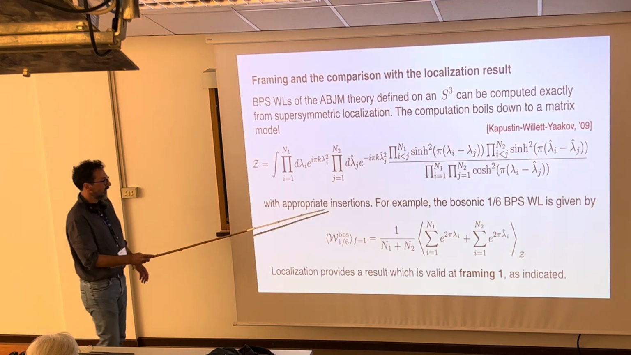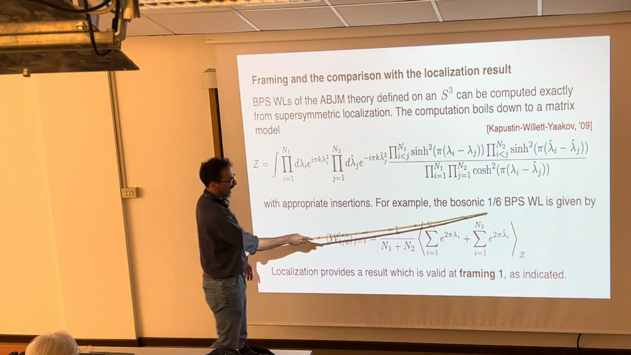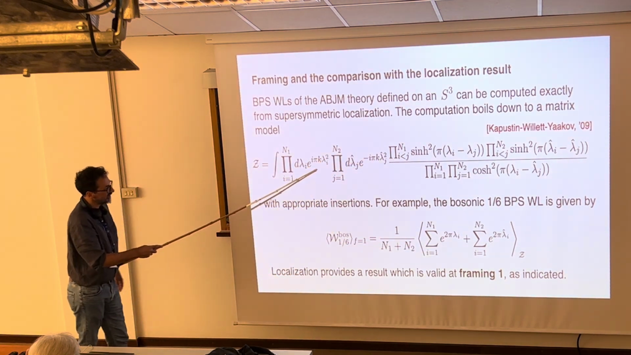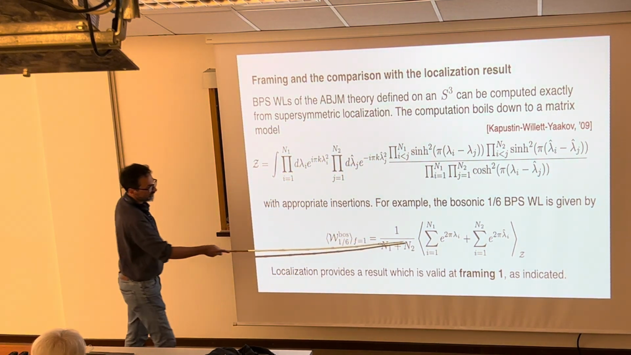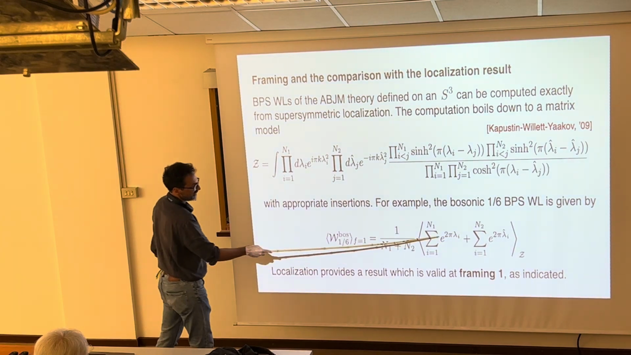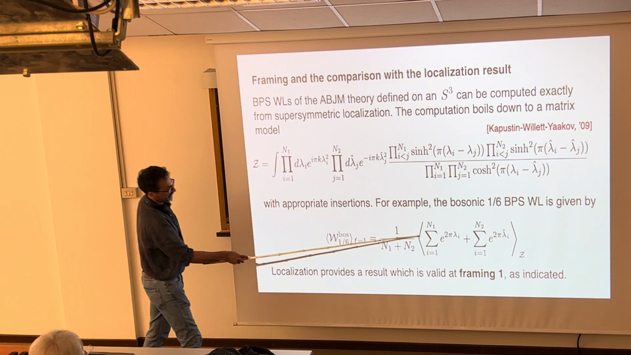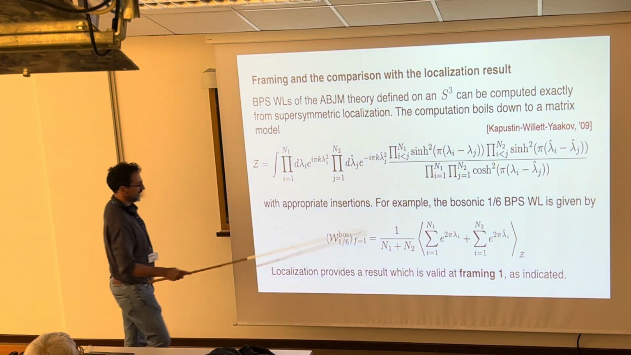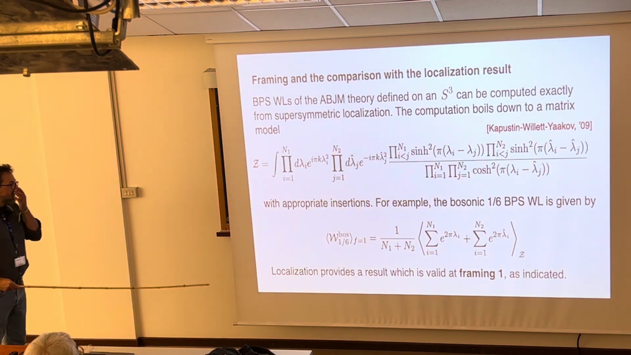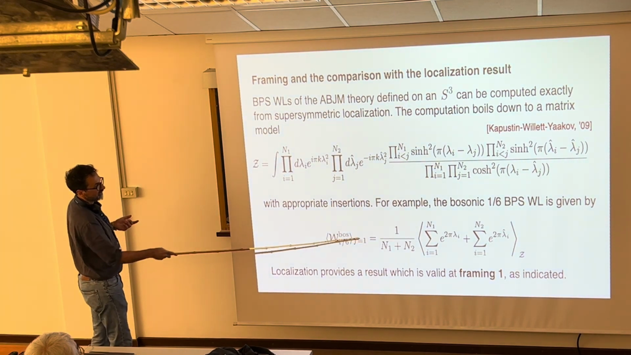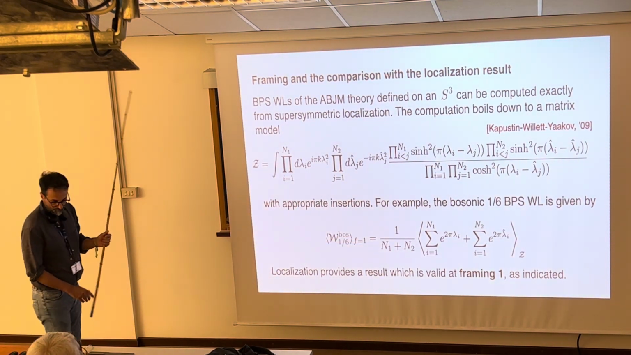If you want to compute supersymmetric operators, for example the 1/6 BPS Wilson loops, you introduce some insertions in this matrix model. So you do these insertions inside of this partition function. And localization provides a result which is valid at framing 1, as I wrote here, f equal to 1.